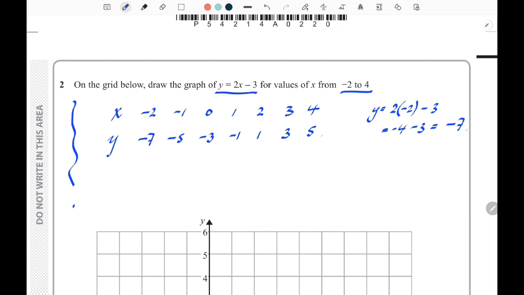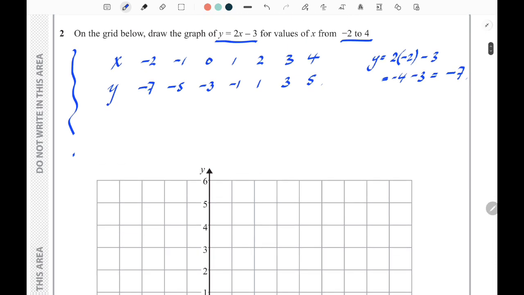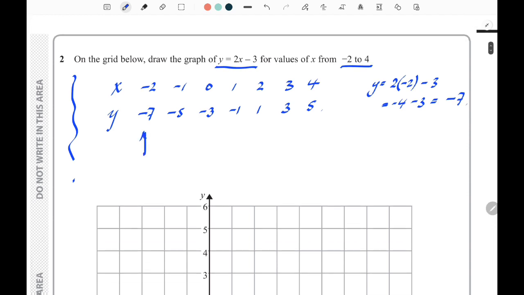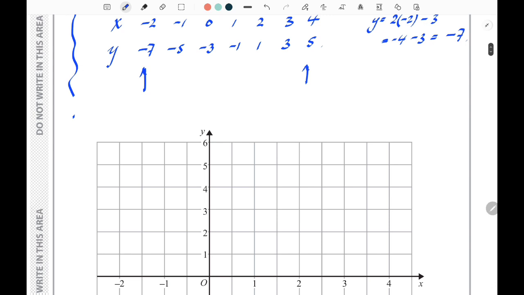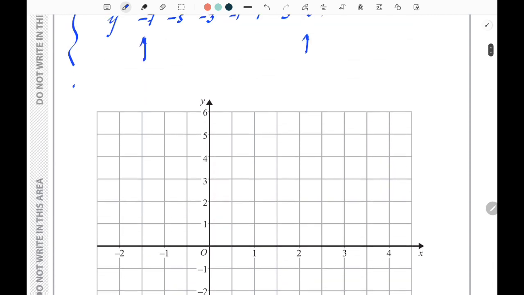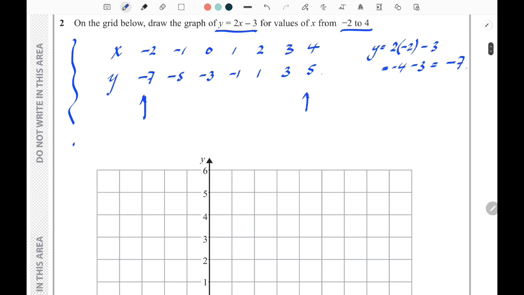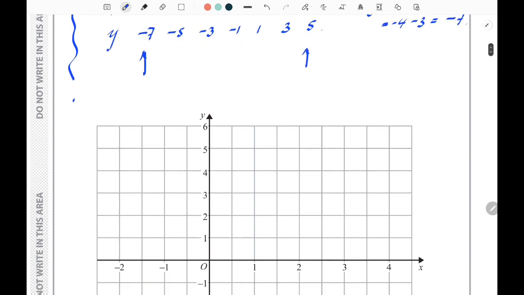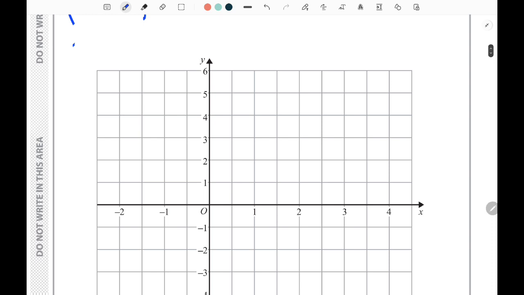So once you have that table of values, you can go ahead and plot it on the grid. Now, if you want to save time, you don't need to plot all the points. Take the first one and the last one in the range. So when x equals minus 2, y equals minus 7, so that's over here. And then when x equals 4, y equals 5, over there.